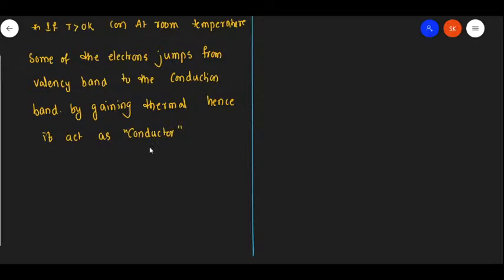Next, what is the Fermi energy level? One more important definition I am going to explain. What is the Fermi energy level? Fermi energy level means the average energy level.